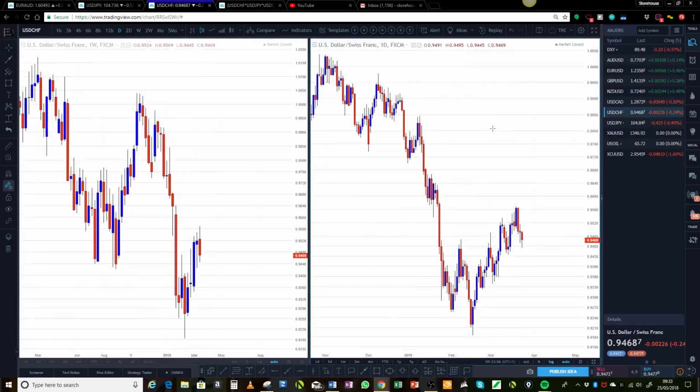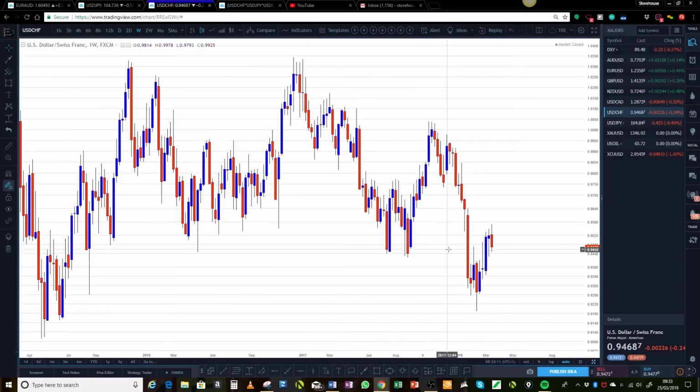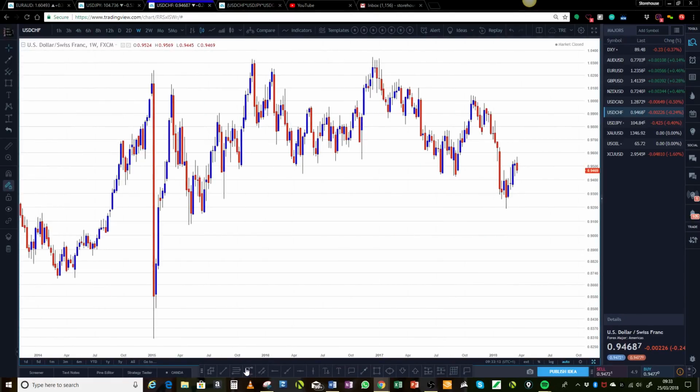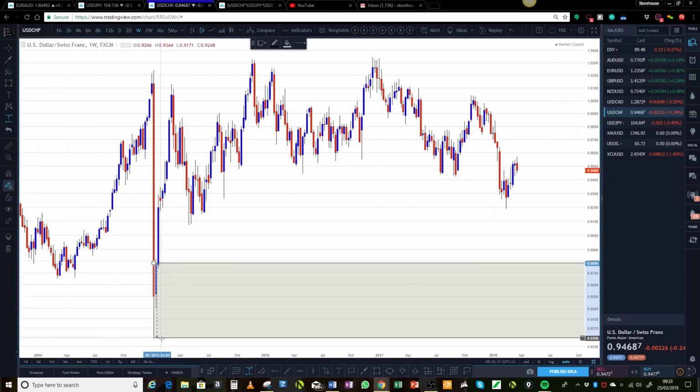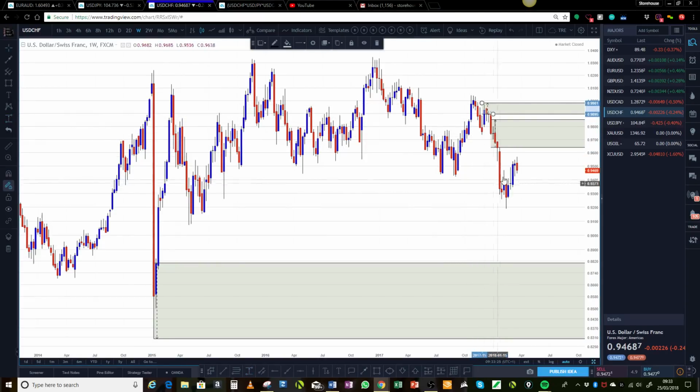Okay, and the US dollar Swiss. Okay, so nothing really exciting here. This is just for want of something below us to draw. That's what we've got. And in terms of something above us, quite weak zones. It's not a market that you would be enamored to trade really. We do have a little bit of demand here as well.